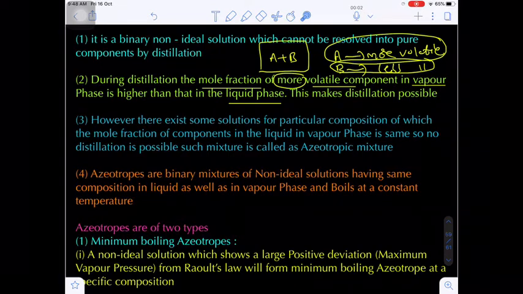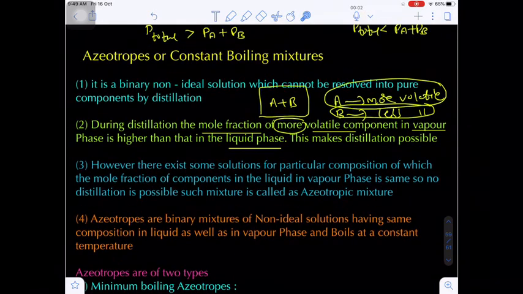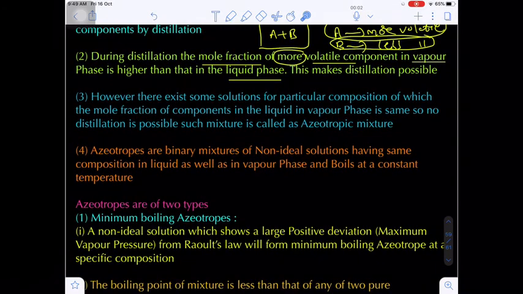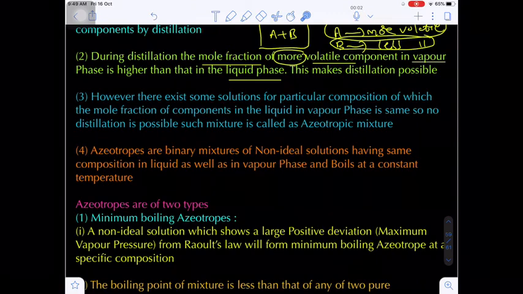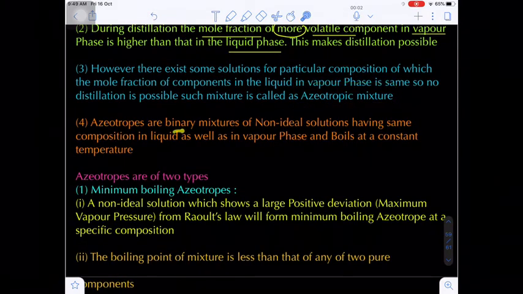Suppose you boil the azeotropic mixture, both components will simultaneously vaporize. If you condense the azeotropic mixture, both A and B are simultaneously condensed to give liquid. That means both in liquid form as well as in vapor form, the azeotropic mixture will possess the same composition. Such mixtures are known as azeotropic mixtures.